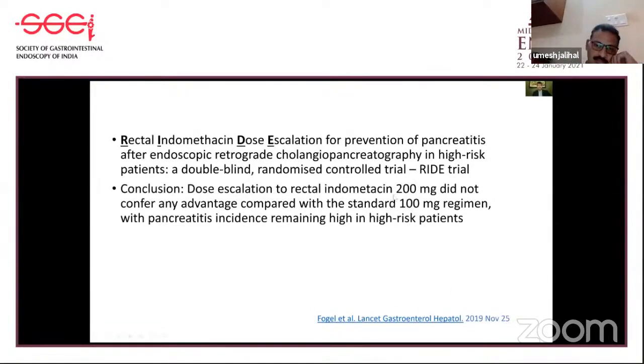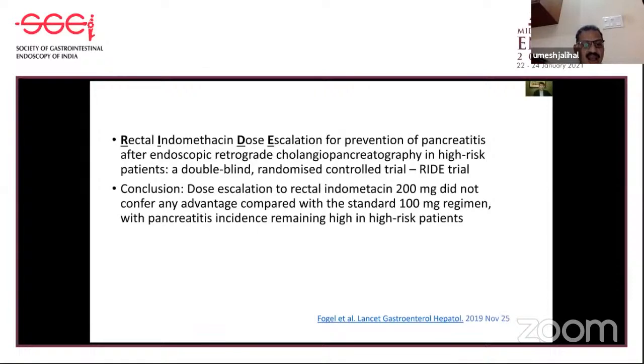So we thought, why don't we do a dose escalation? So we did a rectal indomethacin dose escalation for prevention of post-ERCP pancreatitis, or the RIDE trial. And we randomized patients to either 200 milligrams or 100 milligrams, which is the standard dose. And there is no advantage of giving a higher dose. And the risk of post-ERCP pancreatitis is still high in the high-risk group. So just giving rectal indomethacin and hoping that nothing will happen is not a good strategy.